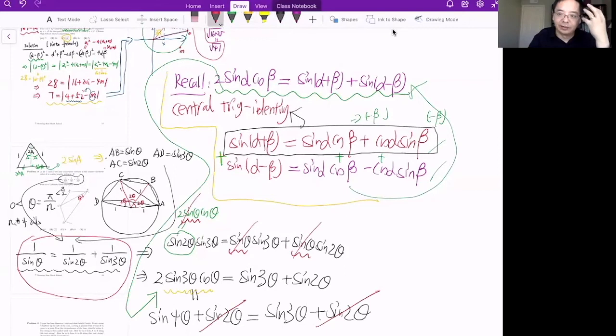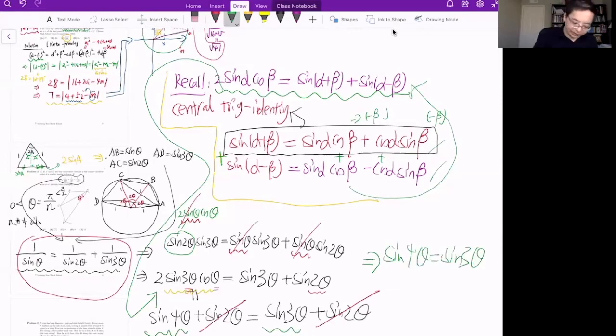In fact, if you're very familiar with those trigonometric identities, then when you see 3 theta and 2 theta, you should quickly realize, oh, then I should write this as the sum of sine, because I quickly get sine 2 theta. Then from here, I deduce that sine 4 theta equals sine 3 theta.